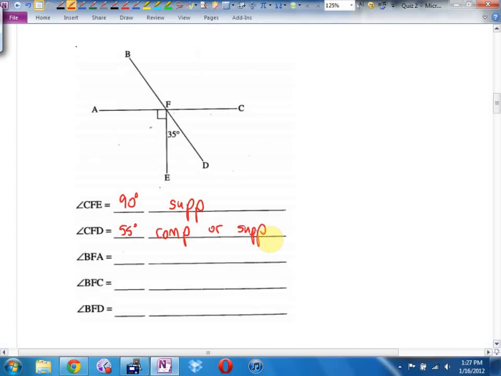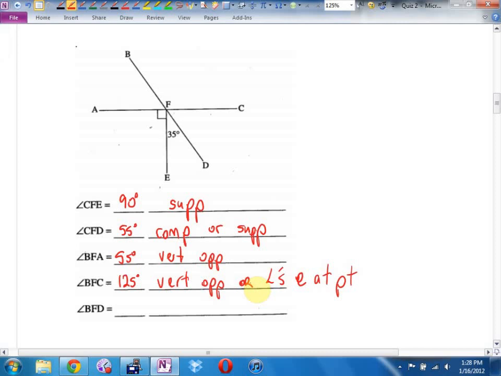Angle B, F, A, 55 degrees. I used vertically opposite. Or you could use angles on a line or supplementary. Angle B, F, C. That's going to be 125 degrees. I used vertically opposite, but you could also use angles at a point. Probably some other ones as well. Lawyer with me afterwards. Angle B, F, D.